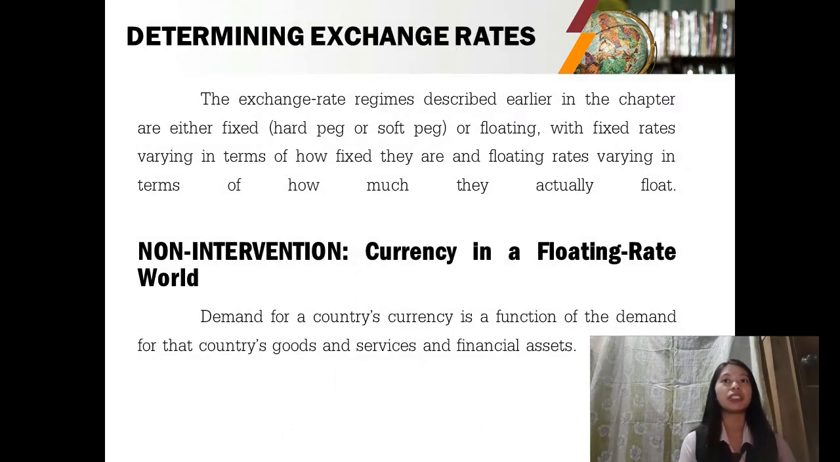Determining exchange rate. The exchange rate regimes described earlier in the chapter are either fixed or floating, with fixed rates varying in terms of how fixed they are, and floating rates varying in terms of how much they actually float. Non-intervention currency: in a floating rate world, demand for a country's currency is a function of the demand for the country's goods and services and financial assets, where the currency price of a nation is set by the forex market based on supply and demand related to the other currency.